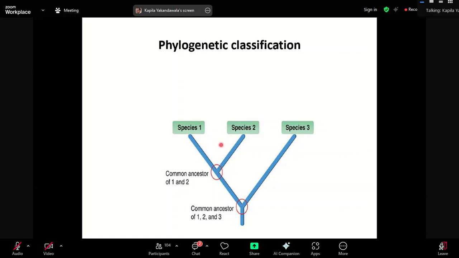So closely related species are put into a single genus. Closely related genera are put into a single family. Likewise, we develop the classification system further using phylogenetic classification. Now I hope you understood it.